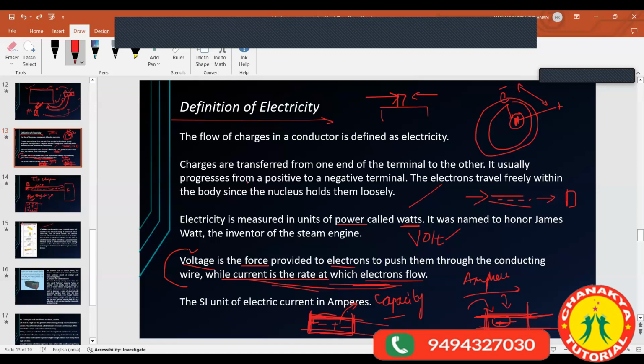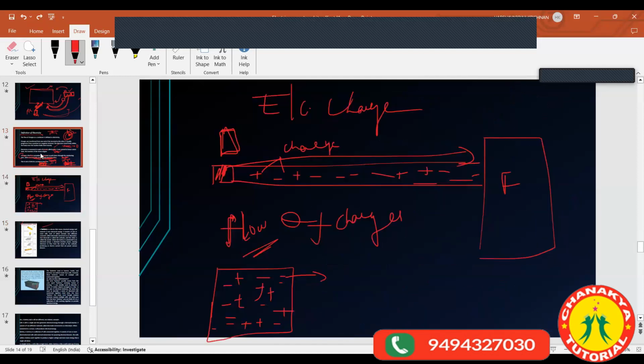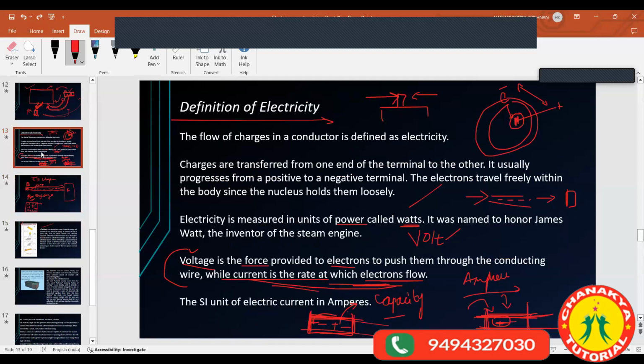Ma'am, it is like the unit? Unit, exactly. So we'll say that 90 amperes of current can flow through this wire. Yes, correct. So when you're talking about flow, you'll use amperes. Amperes is the unit of current. The unit of electric power is watt, but I'm talking about current, which is amperes.